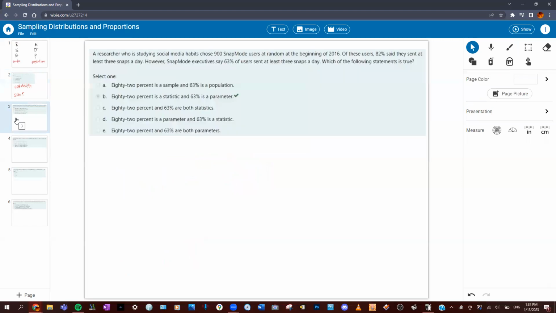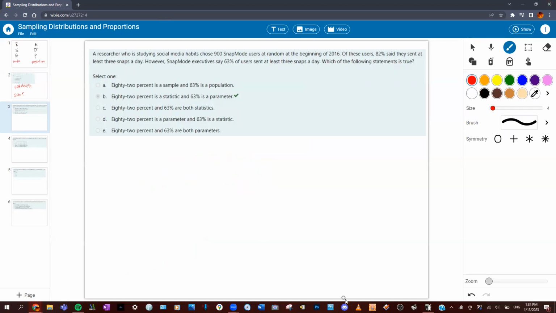Okay, a researcher who is studying social media habits chooses 900. Okay, I guess I can't draw on top of the image.